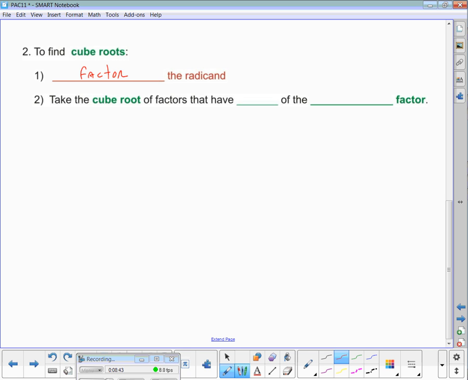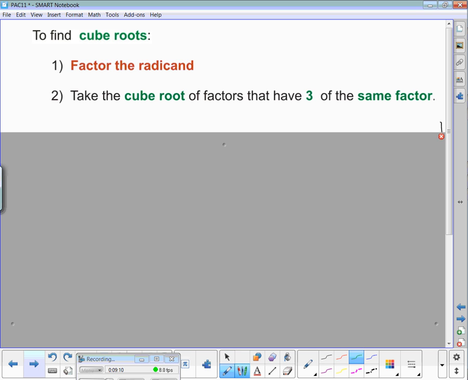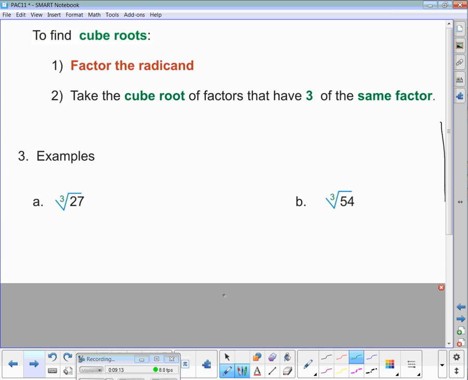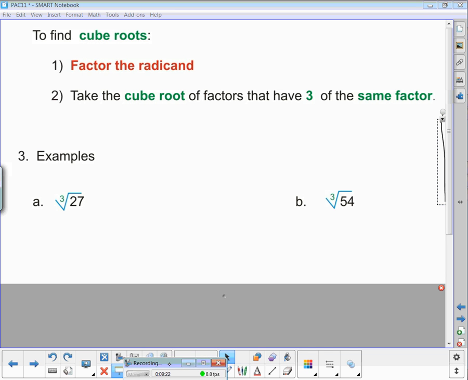All right, number 2. Take the cube root of factors that have 3 of the same factor. That's what we're doing. To find cube roots, you simply take the cube root of factors that have 3 of the same factor. Because that was at the bottom of the page, I rewrote it here at the top so that we can think about it when we do our examples, to make life easier on ourselves.